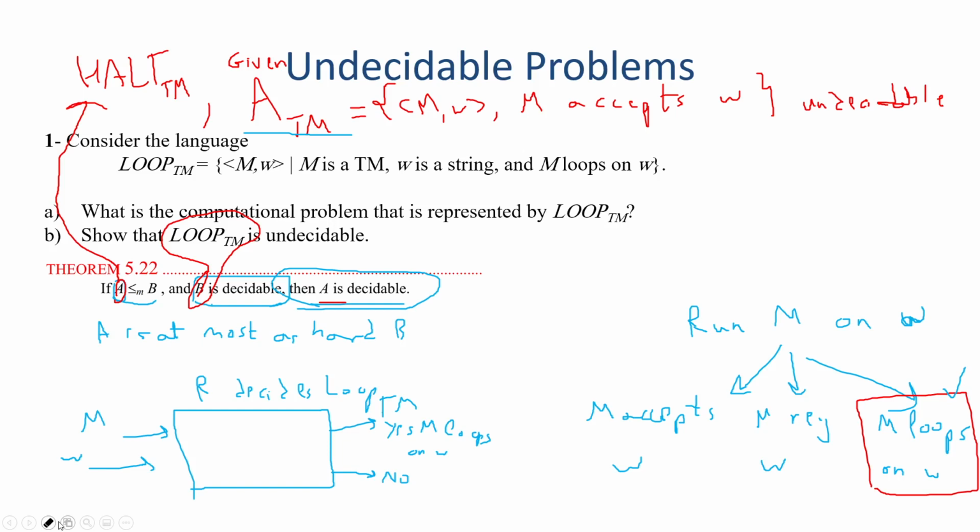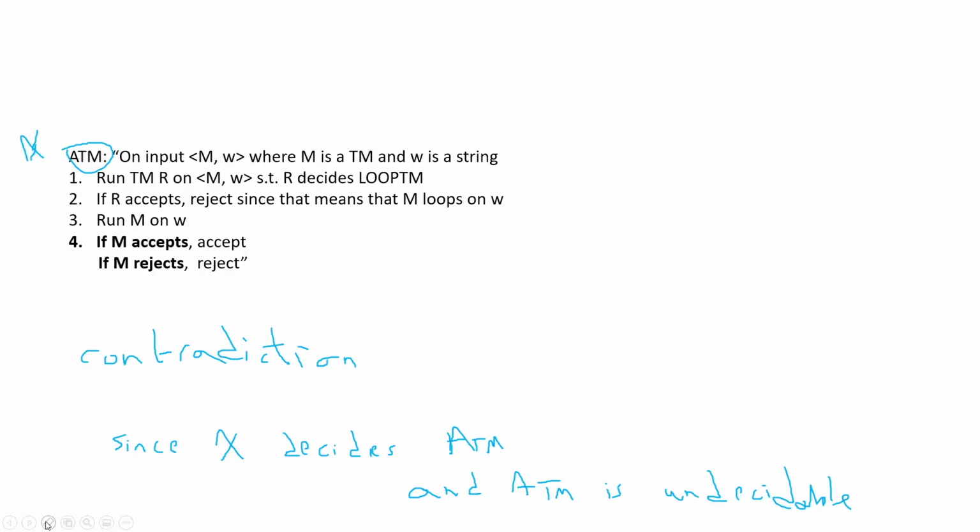Loop TM is undecidable. Okay. So I probably should have written here that we're assuming that loop TM is decidable. So we were able to reduce ATM to it, which makes us conclude that ATM is decidable, but it actually is not. Contradiction. Great. There.